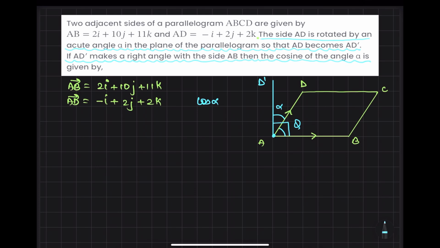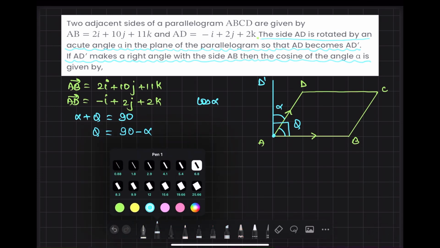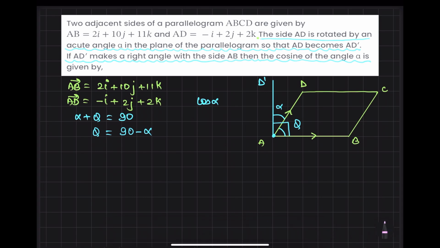Look at this. I will be writing alpha plus theta equals 90, and I can play with theta, not with alpha, so I will be writing theta as 90 minus alpha. Okay, now I will play with theta. You know that this is the angle, so let's go with the dot product. So we have AB vector dot AD vector equals magnitude of AB vector, magnitude of AD vector, and then cos of theta.